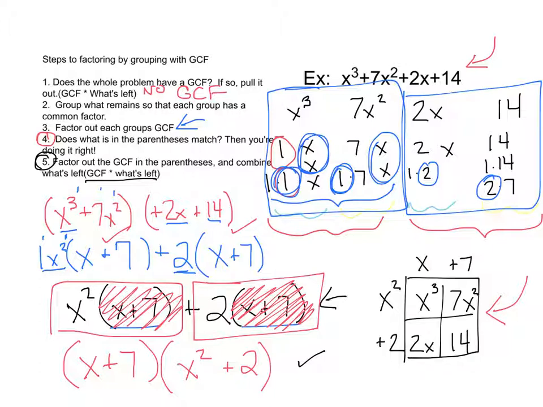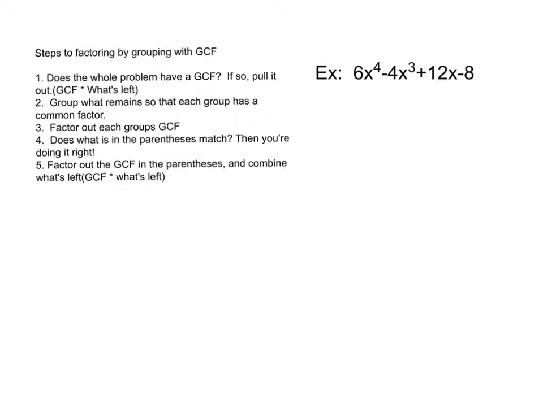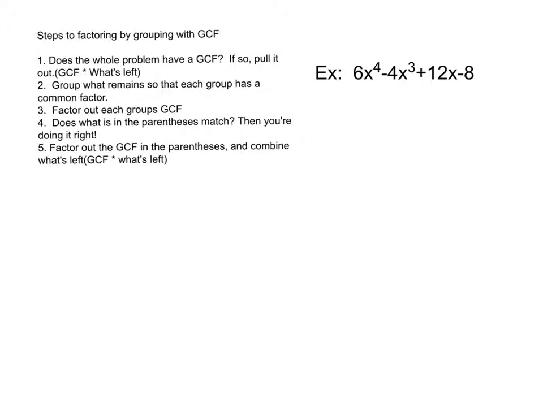Let's do one more example that talks about having an overall GCF. So once again, we've got the same setup. I've got my rules right over here on the left-hand side, and I've got my example problem here on the right. So step number 1. Does this problem have a GCF? And if so, we need to pull it out. So let's think about what the factors of this entire problem are.